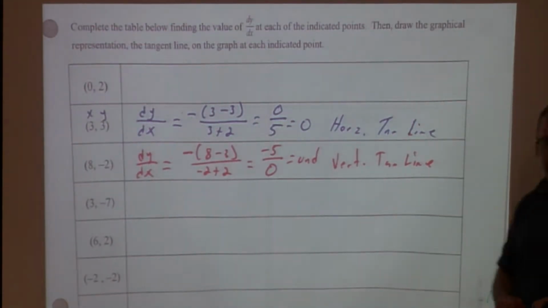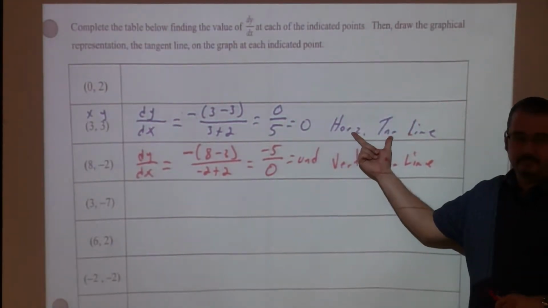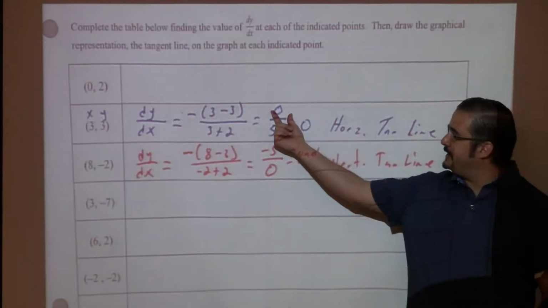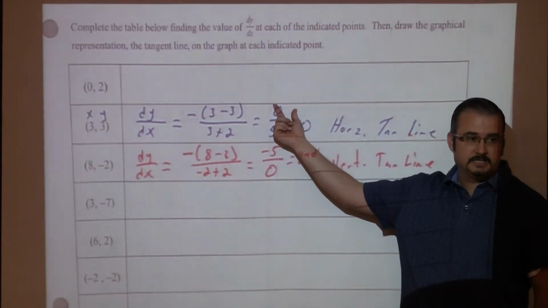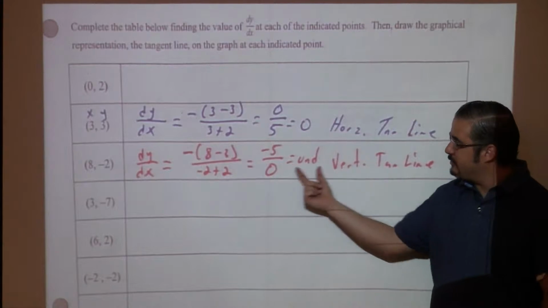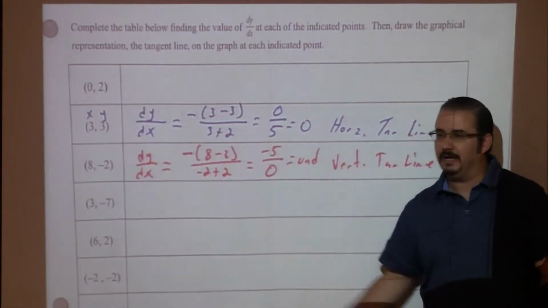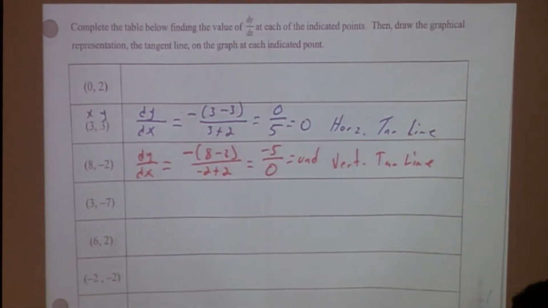The up or down, for horizontal. The top, right? Numerator. Okay? So find where it has vertical tan lines, that would equal the denominator is 0. Does that make sense? Okay? And that's either going to give you an x value or a y value, because it is implicit.